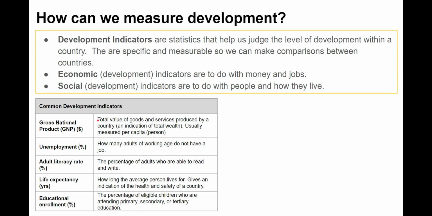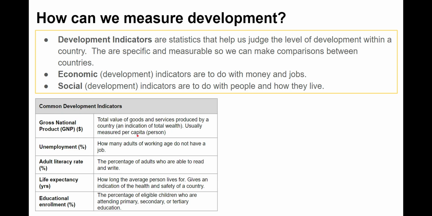This means the total value of goods and services produced by a country. In other words, it's a measure of the wealth of the country. How much money does a country make? It is usually measured per capita. Per capita, capita means per person.